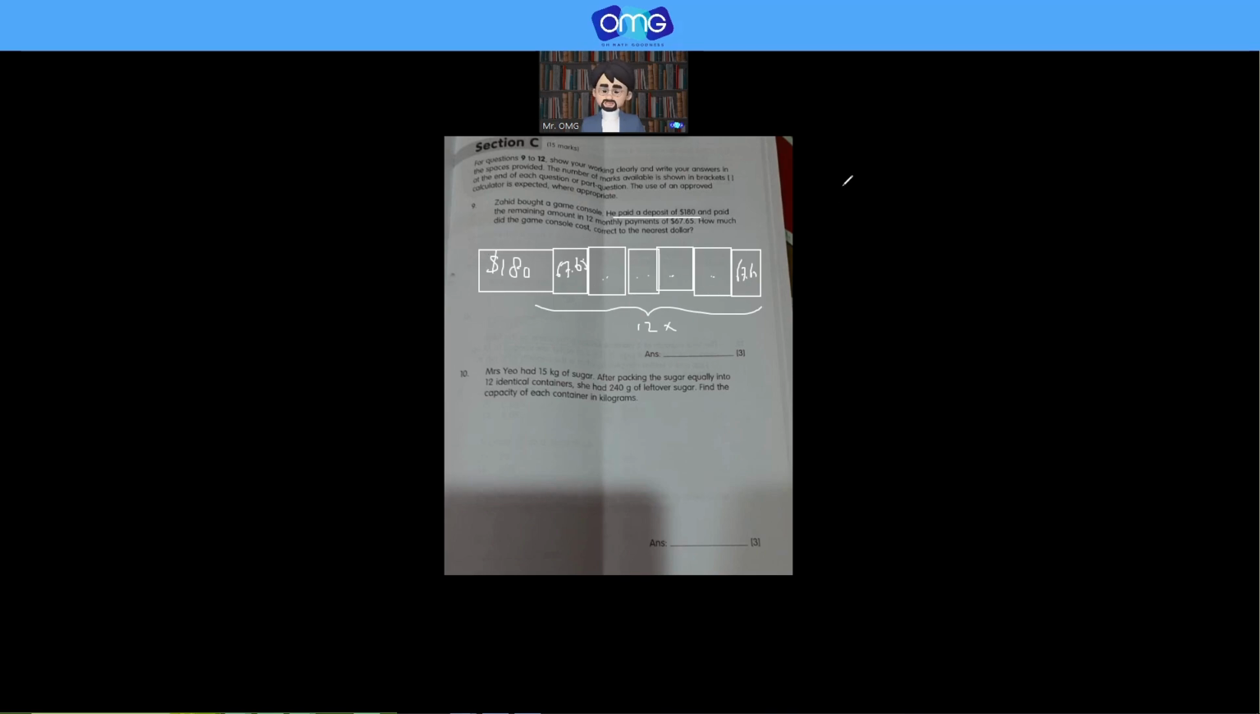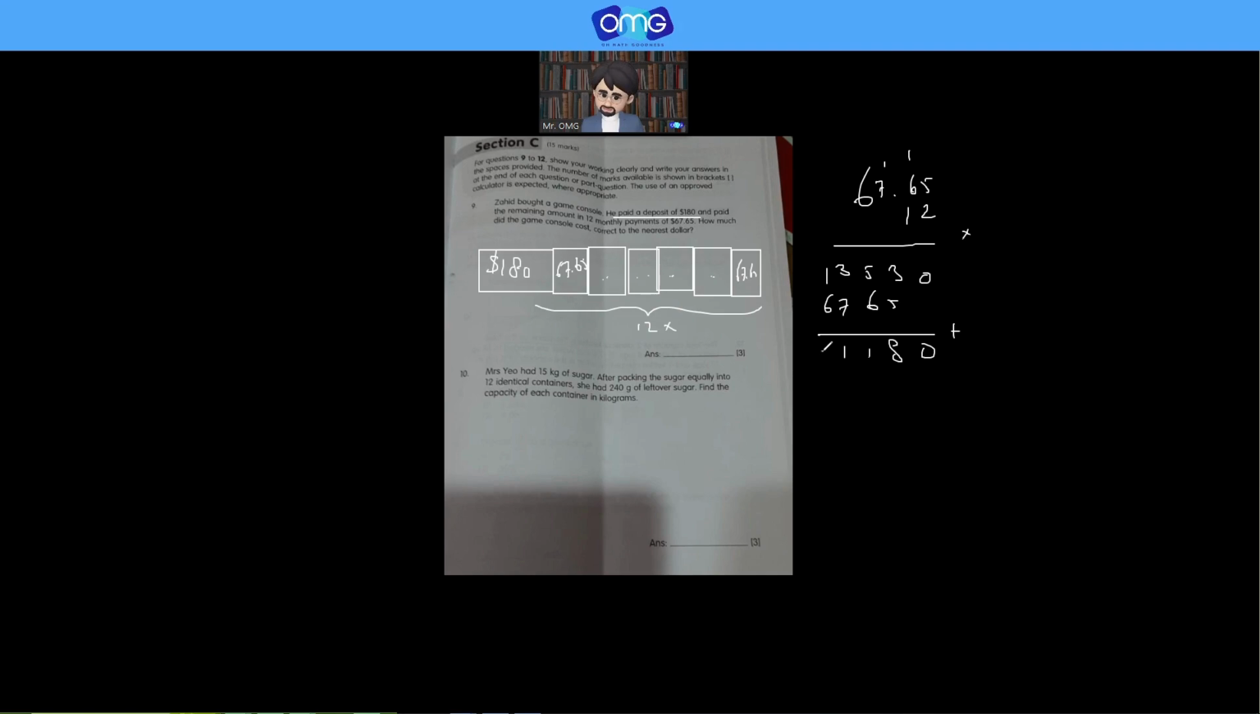The game console cost is first we take 67.65. This we multiply by 12 first. Yeah, this is decimal multiplication. The trick is we forget the decimal first. We need to ignore the decimal first and add them up. You can try to count yourself.